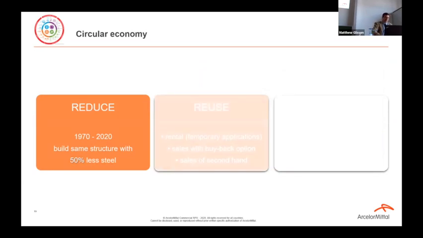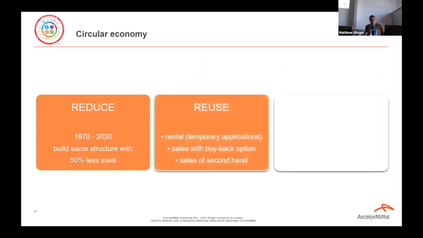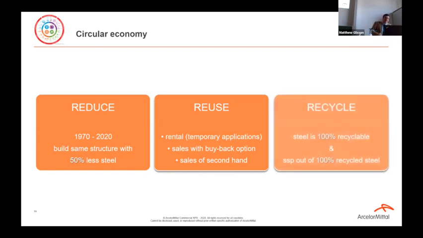So the point is reduce, which we did already over the last 50 years. Today, you need between 30 and 50% less steel for a structure than you would need in the 1980s, for example. We can do the reuse. You can use the same sheet pile over and over again. 5 to 10 times is easy to do. And we can recycle. So the steel will always stay with you in the construction business, either as the material you have or turned into new material, but it will not be lost.